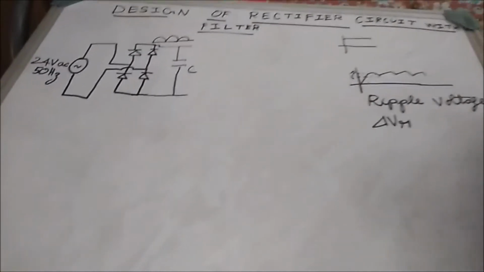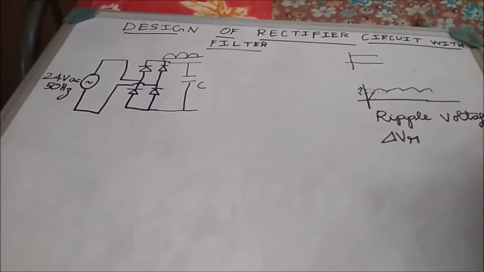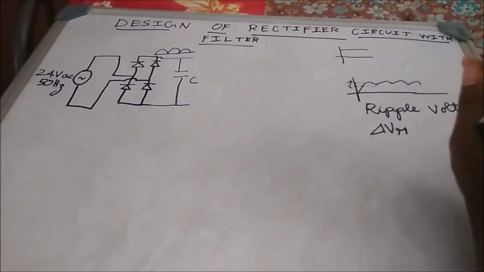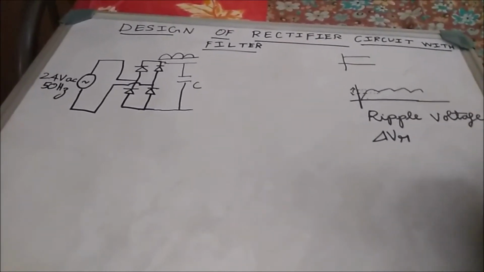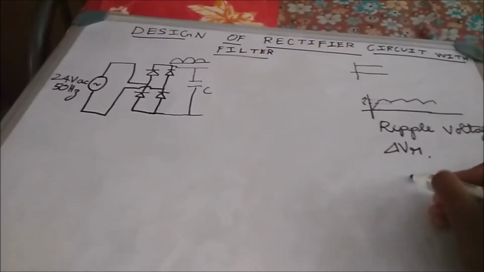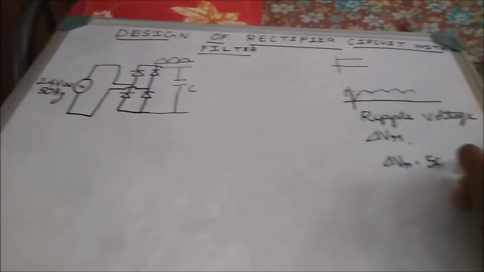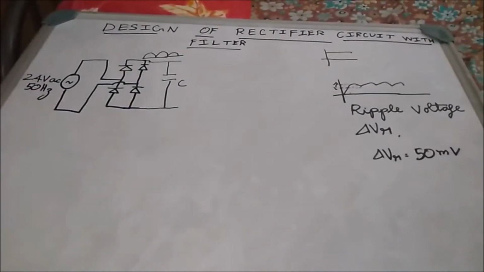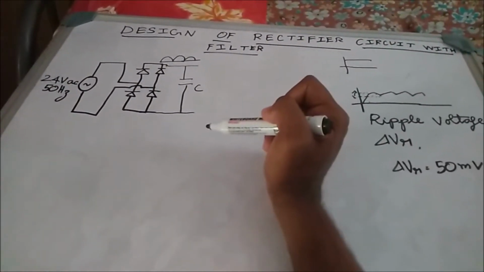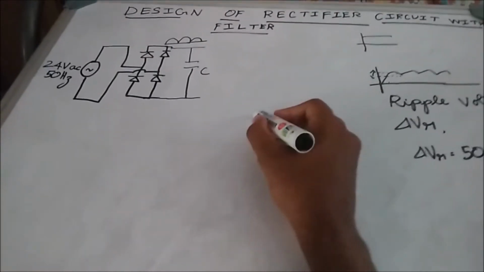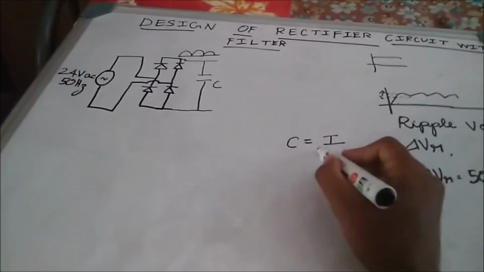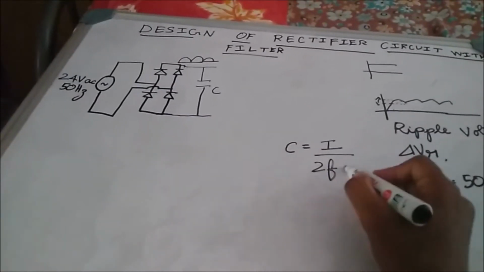So how do we do that? That is our question. To get very least ripple voltage, let us assume the ripple voltage to be very least. In my design, let me assume my ripple voltage to be around 50 millivolt, which is very least. With this assumption, let us calculate the value of capacitance. To calculate the value of capacitance, we have an equation: C is equal to I divided by 2F delta VR.